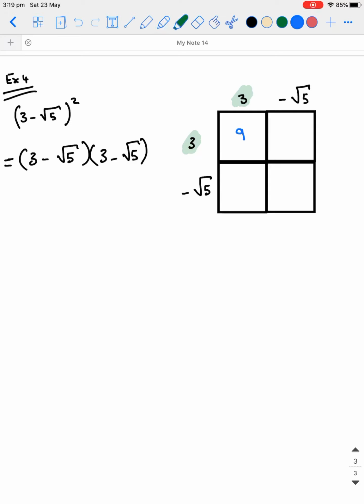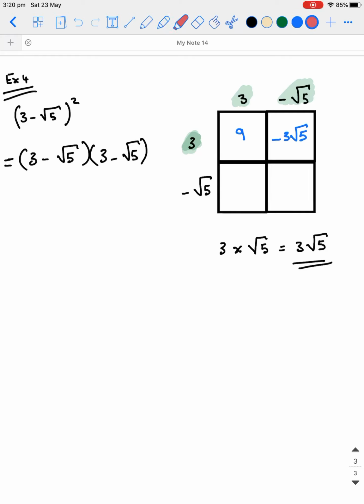What I want to do next is take the 3 and multiply it by the negative root of 5. Now again, that's a positive multiplied by a negative. A positive multiplied by a negative will be a negative. And what I know is that 3 multiplied by the root of 5 is 3 root 5. So the answer on the top row here is a 9, and you're taking away 3 root 5.